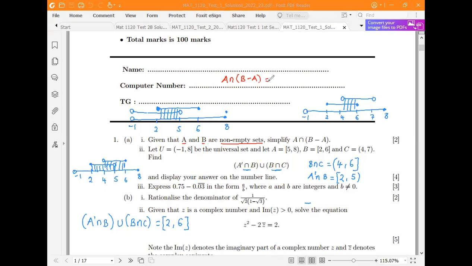Okay. This one was saying after you find the answer, you should also present on the number line. So let's do that. 8. That's -1. The answer is 2 to 6. Closed. Closed. Wow. So it's possible you could simplify. Yeah, you could simplify. And get the answer to be B.